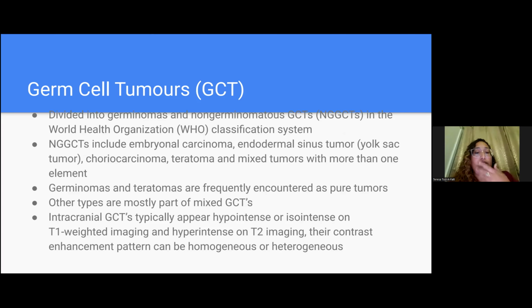Now, intracranial germ cell tumors typically appear hypointense to isointense on T1 weighted images, and they appear hyperintense on T2 imaging. Their contrast enhancement pattern could be homogeneous or heterogeneous.